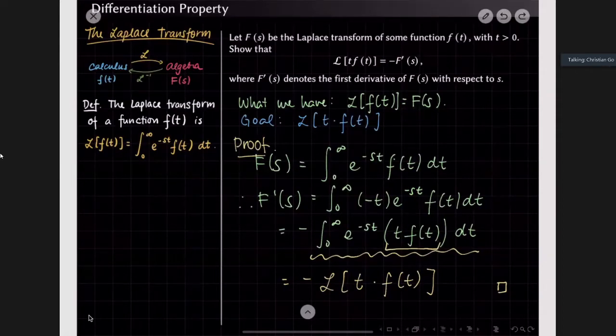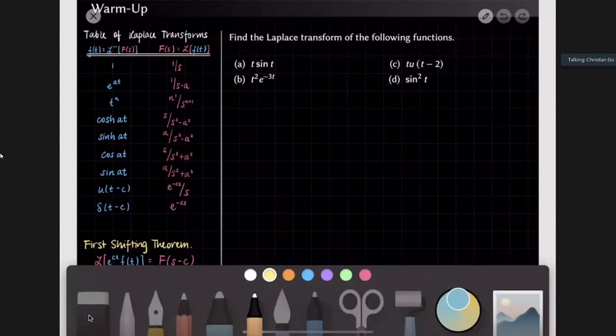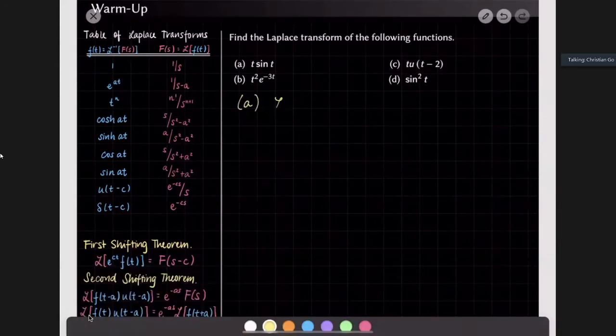We have our table of Laplace transforms on the left. I've included the first and second shifting theorems in case we need them. We have four functions, and we want to find the Laplace transform of those functions. I'm going to do A, and if anyone wants to do B, C, D, we're going to have to ask for volunteers for that. Okay, so I'm going to do A. What is the Laplace transform of t sine t?